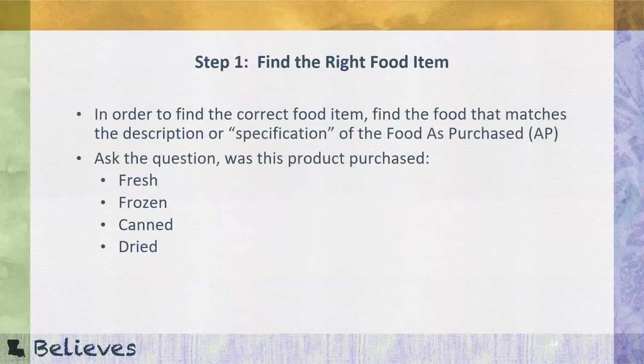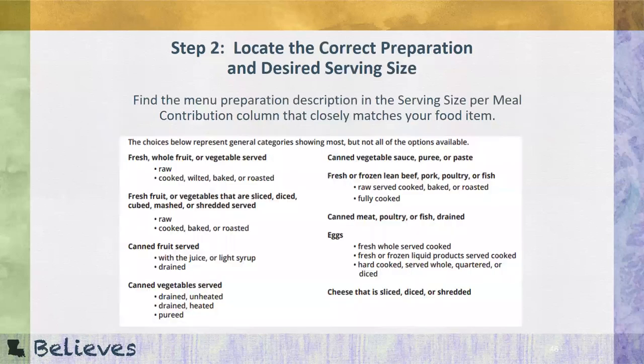For the first step, find the correct food item by matching the description or specification of the food in the form that it was purchased. For example, was the item purchased fresh, frozen, canned, or dried? One example that quickly comes to mind is something like rice. If you're looking at dried white rice, that is going to be a very different purchase quantity from something like a pre-prepared rice product. So you want to make sure that you pay attention to those descriptions, because pretty much every description imaginable is available in both the print and online format.